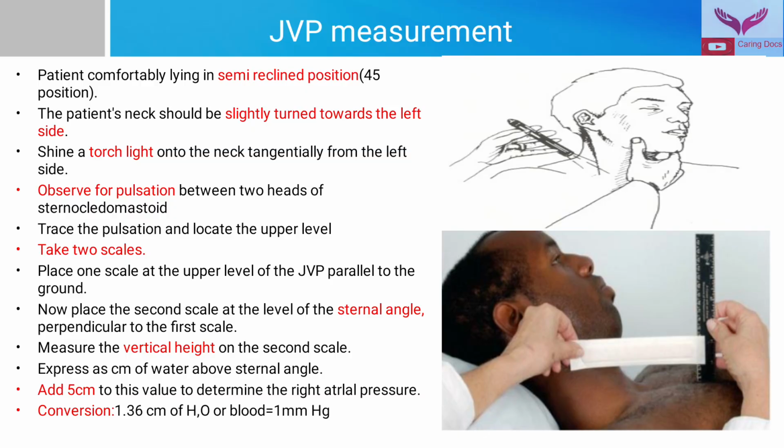Whatever height we get, we have to add 5 centimeter to the value to determine the right atrial pressure. Usually it is measured in centimeter of water. However, we can convert this centimeter of water into millimeter of mercury. The conversion formula is 1.36 centimeter of water or blood is equal to 1 mm of mercury.